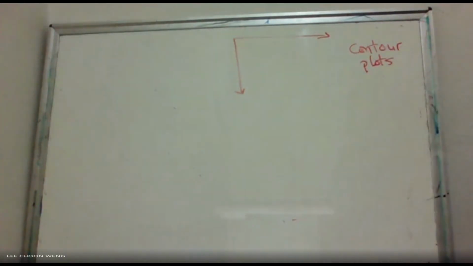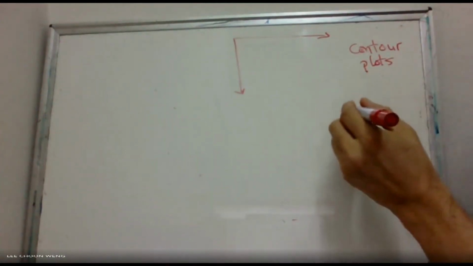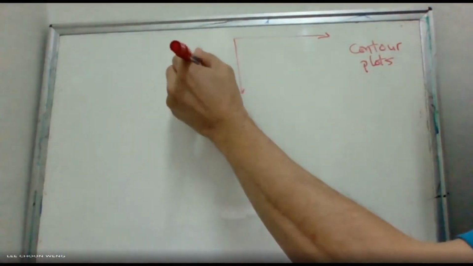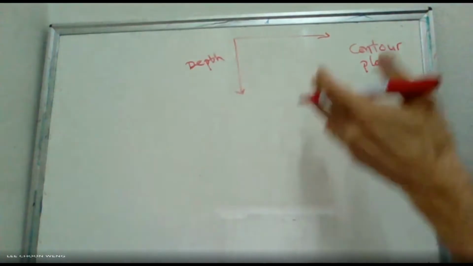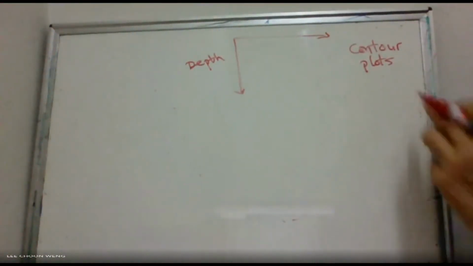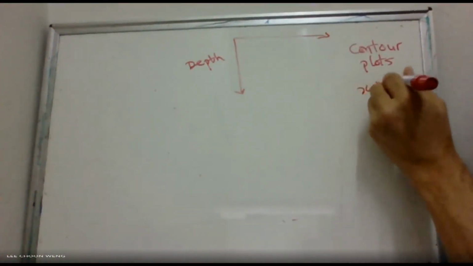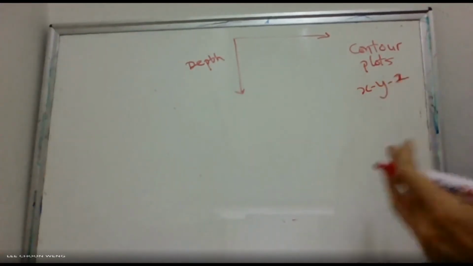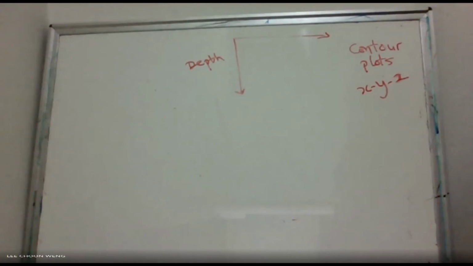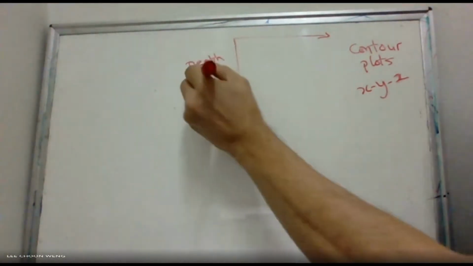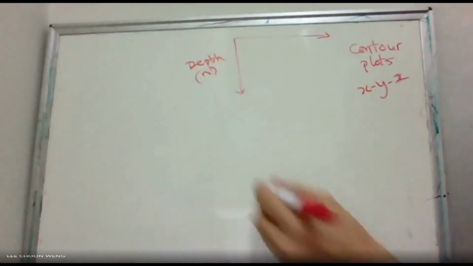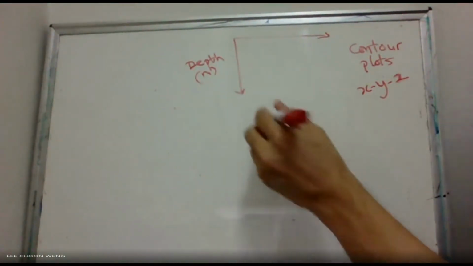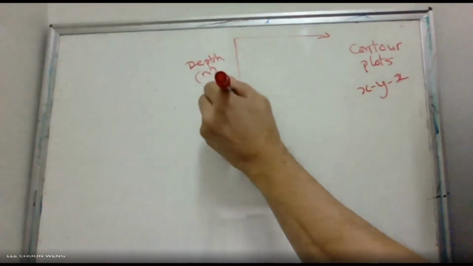Okay. We look at contour plots, where the y-axis will be the depth. So a contour plot is actually like an XYZ plot. Your y, if it's a water column, can be the depth of the water column. So it can be 50 meters, 100 meters.